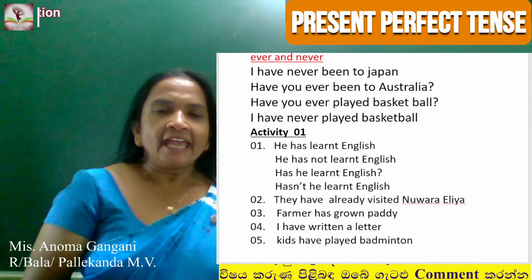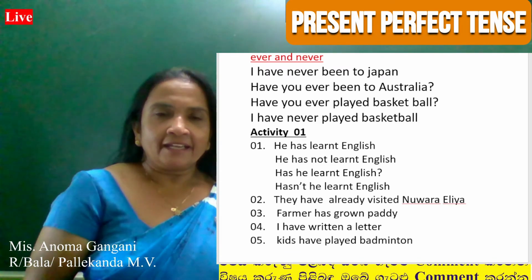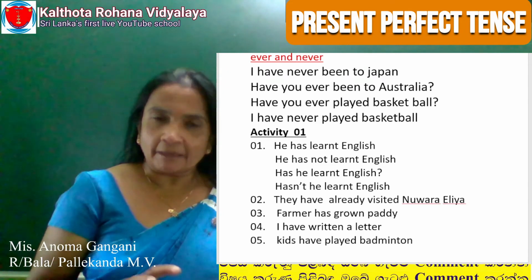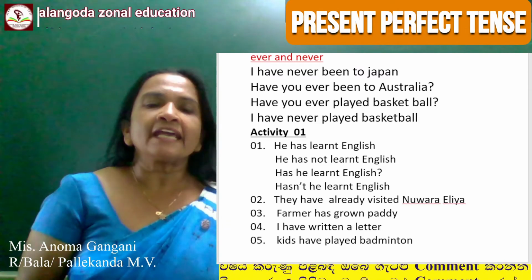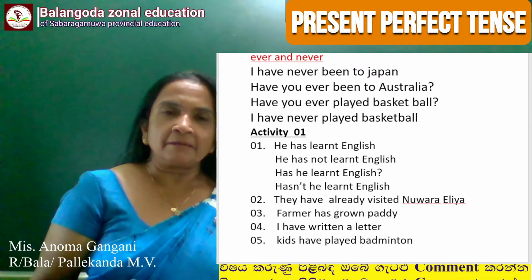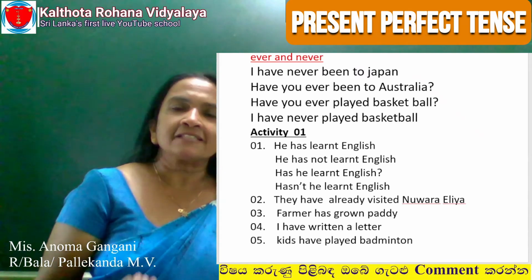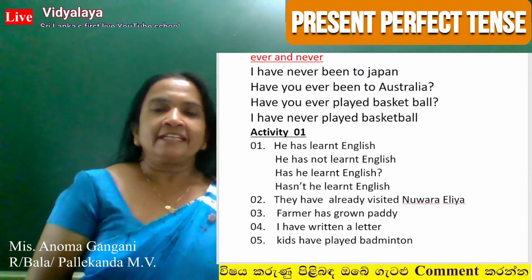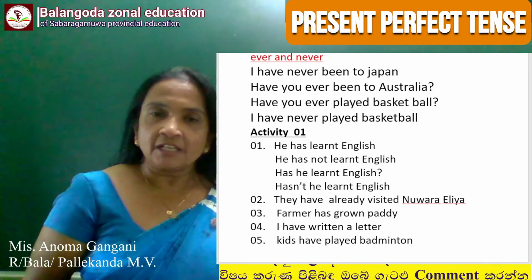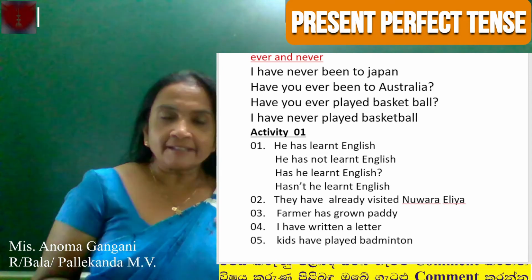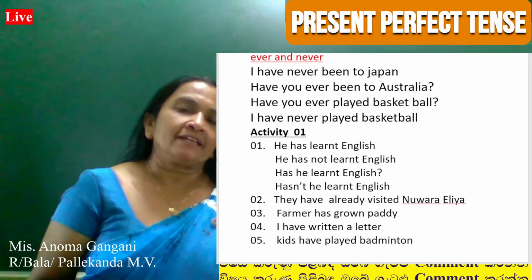Then next. Kids have played badminton. Kids, plural. Subject, plural. So we use have, right? Kids have played badminton means positive one. How do we write its negative form? Kids have not or haven't played badminton.